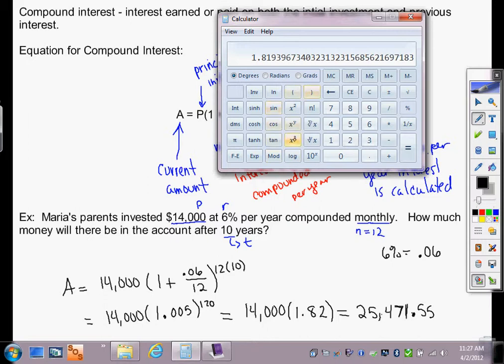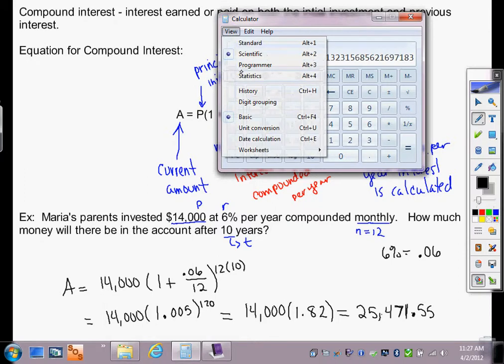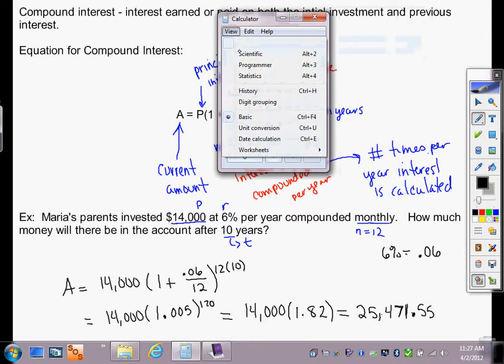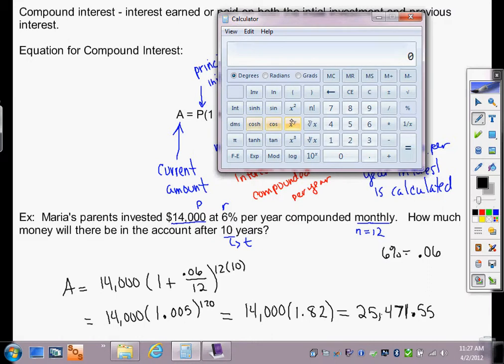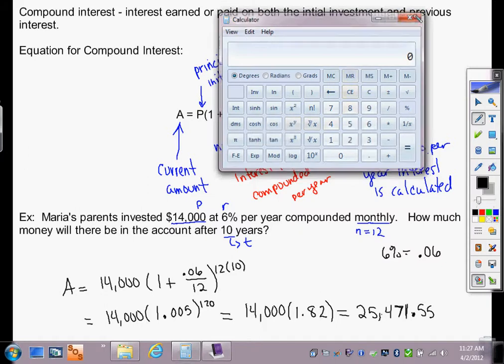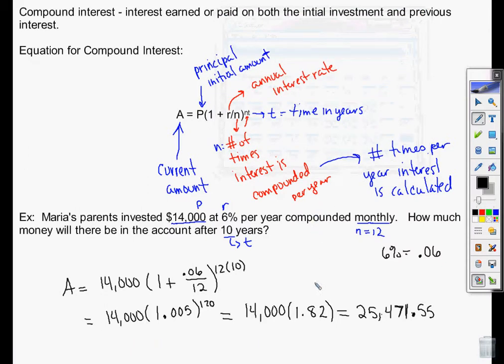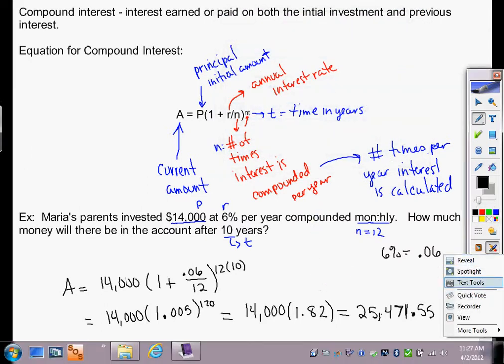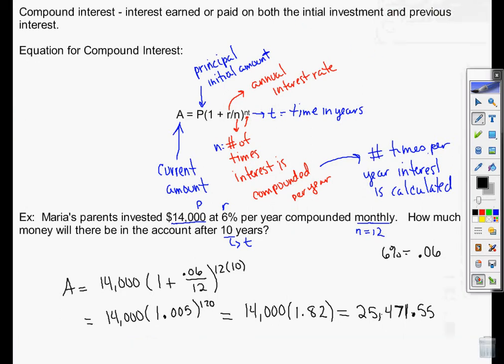Okay, so if you don't have a scientific calculator, you can use any calculator on a computer. It would normally be on standard, so you just go to view, then scientific, and then you have that XY button. Okay? All right. Question?